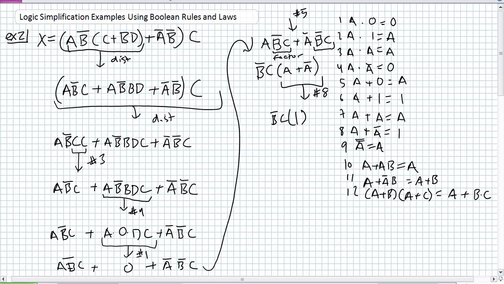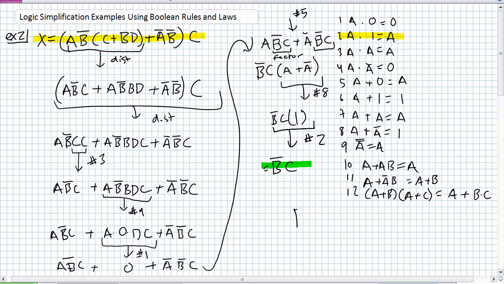Finally, what do you get when you AND something with a 1? That's rule number 2. Not B ANDed with C. That is our final simplified logical expression. We went from this giant thing with parentheses and 4 terms all the way down to a single AND gate and a single NOT gate with only 2 inputs.